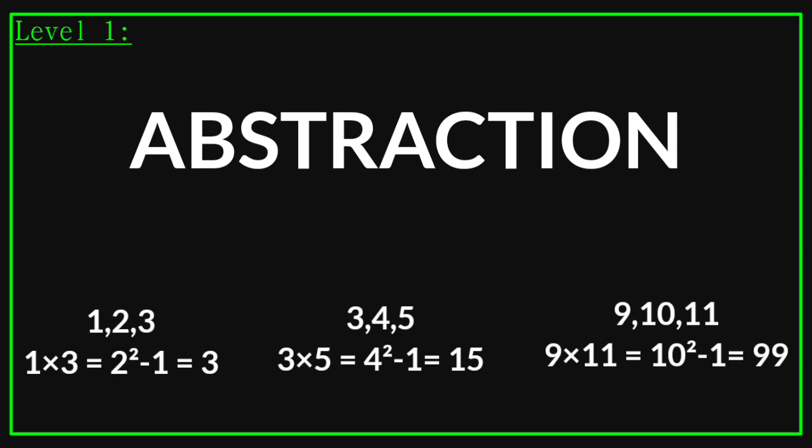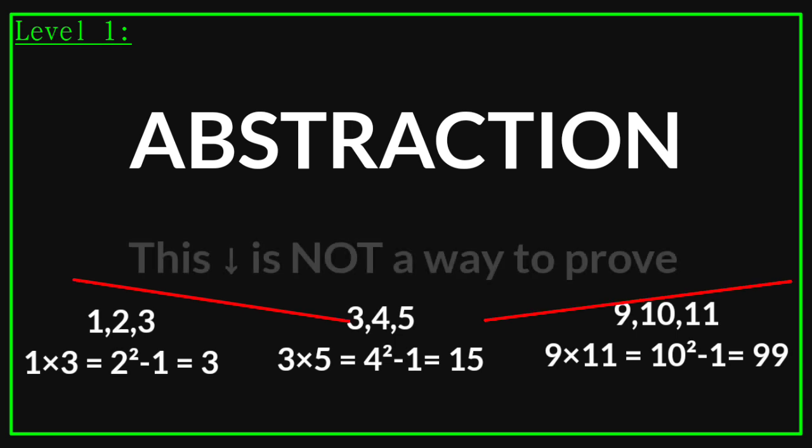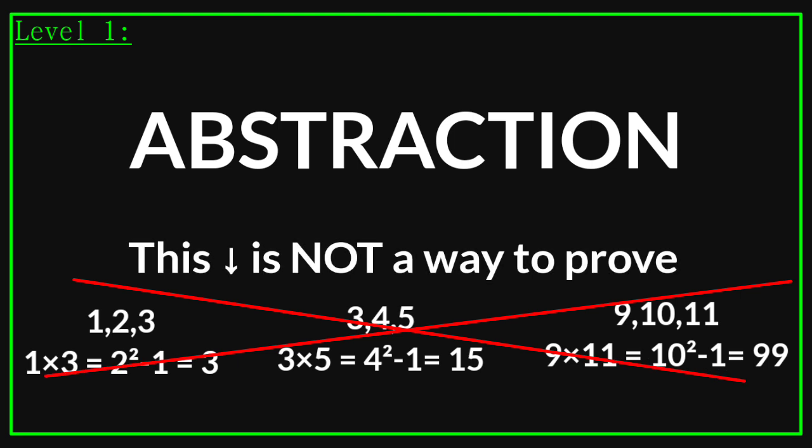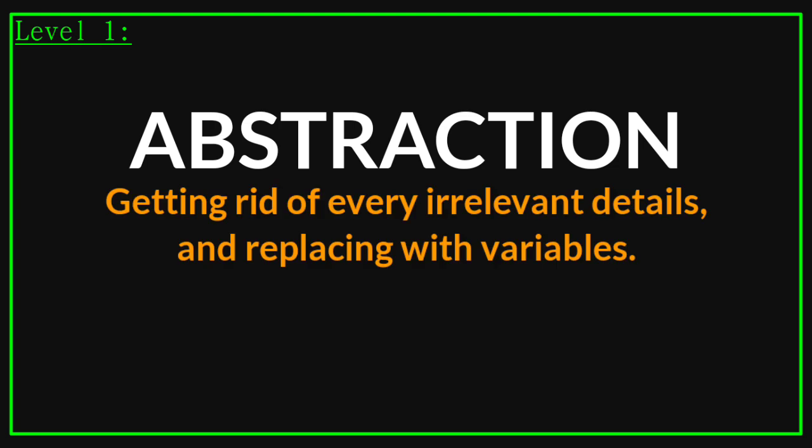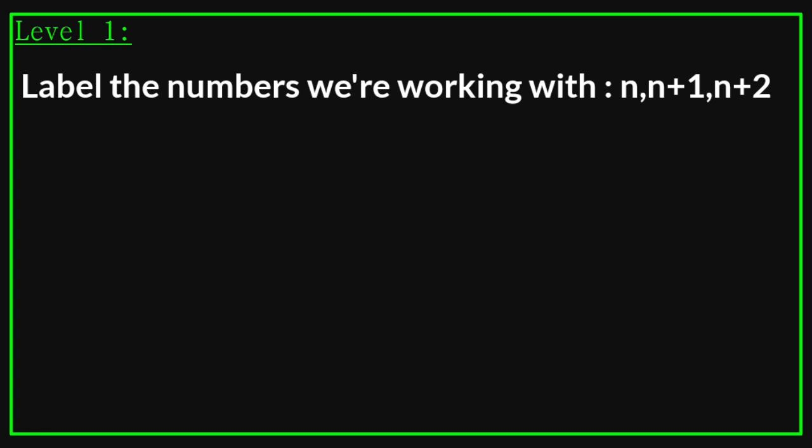Alright, to solve this problem, we have to use something called abstraction. While it is good to plug in numbers to understand what we're asked to prove and to give the problem a sanity check, this ultimately amounts to nothing except for gaining understanding. So instead we'll use abstraction, which means that we will get rid of any detail that's irrelevant. For instance, what specific numbers we're working with is irrelevant, so we'll replace them with variables. The only relevant detail is they're consecutive, so we'll label them n, n plus 1, n plus 2.